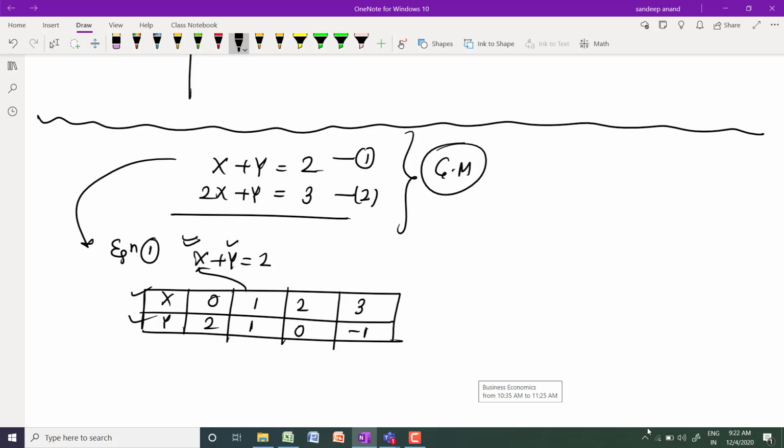So you have these points: x equal to 0, 1, 2, 3 and y equal to 2, 1, 0, -1. Yes or no? How many of you agree with this? Okay. Now you make one graph.